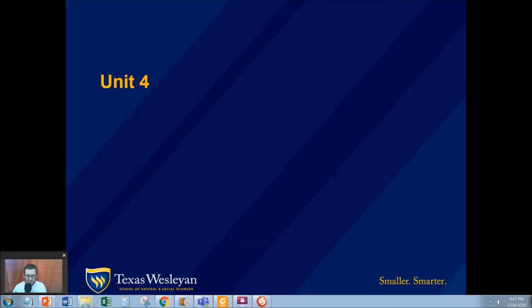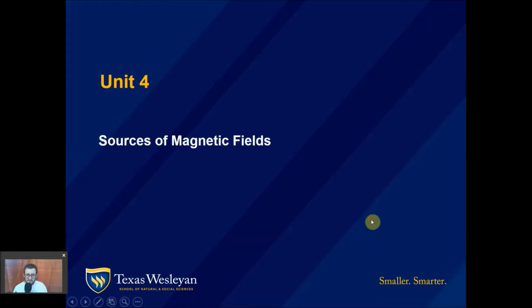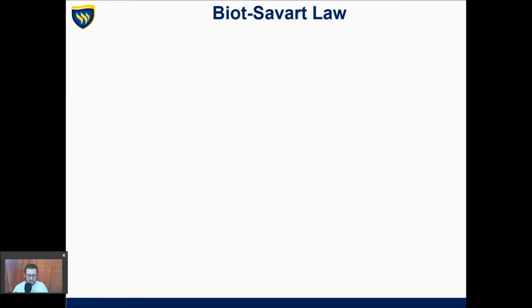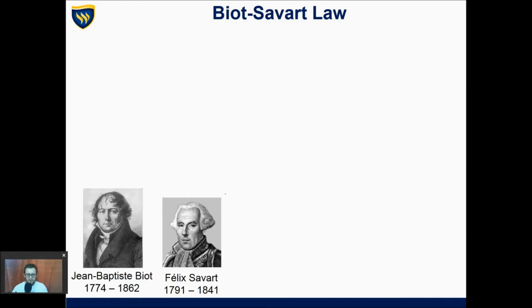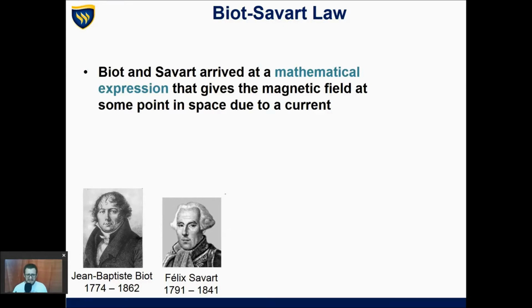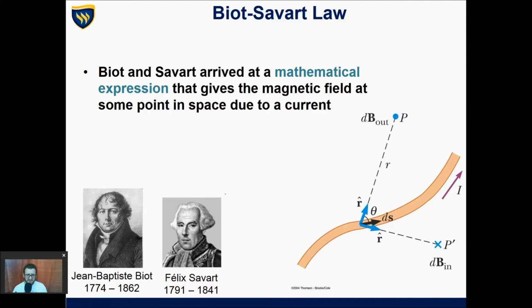Well, it turns out that moving charge creates the magnetic field. Just like you need a moving charge to experience a magnetic force, you need a moving charge to actually create the field to begin with that then creates the magnetic force in another moving charge. So two people are credited with working this out, Biot and Savart, and they came up with a mathematical expression that gives the magnetic field at some point in space due to a current.